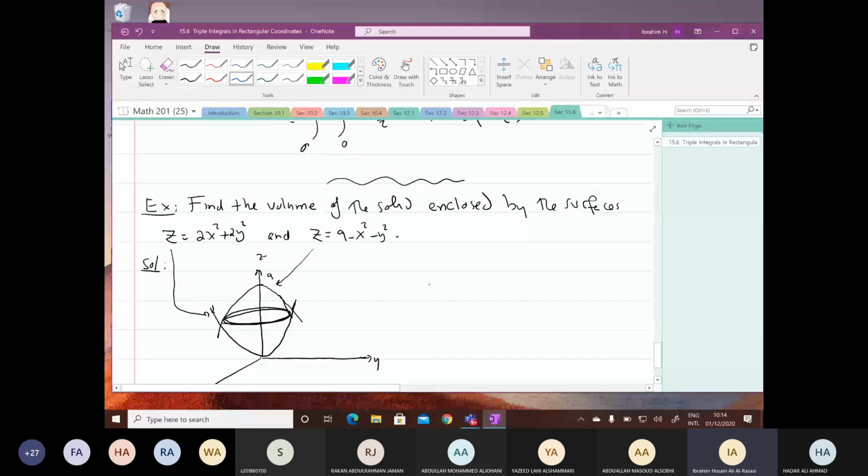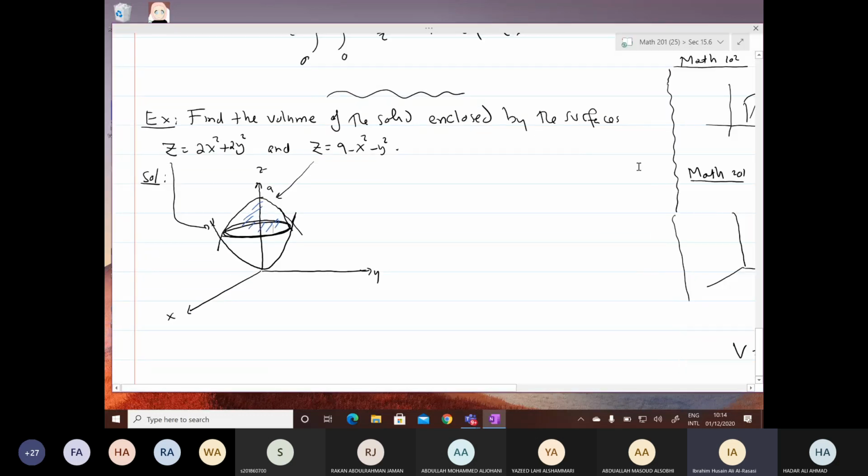This is the solid. And inside, everything inside the lower and also below the upper. Everything inside is okay. But this is the solid. Now, the solid between two surfaces.